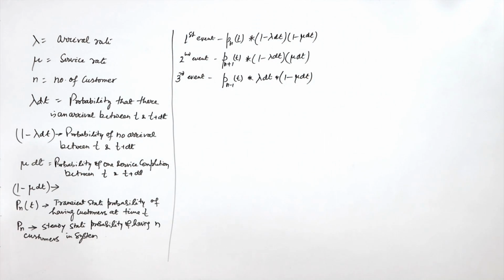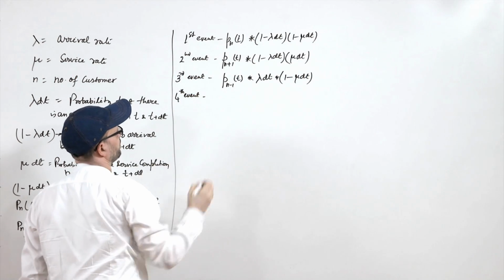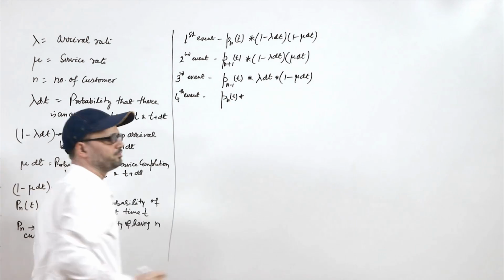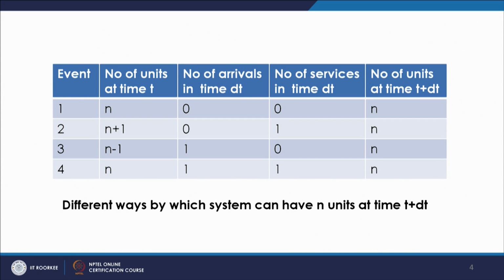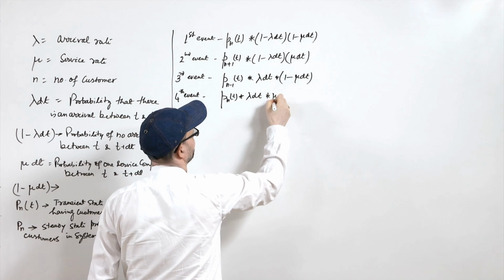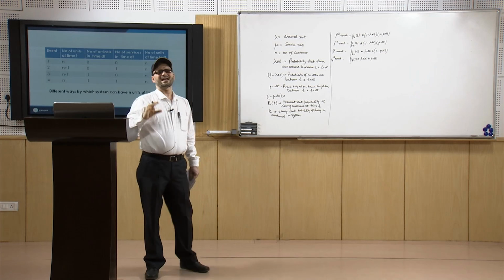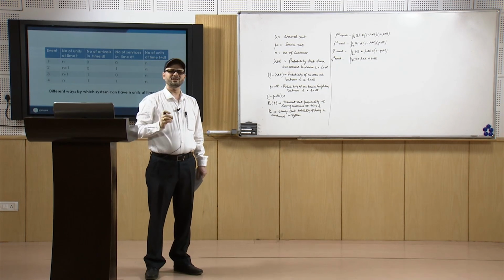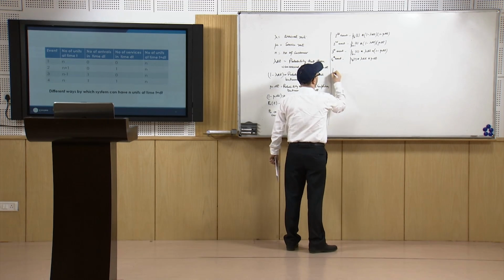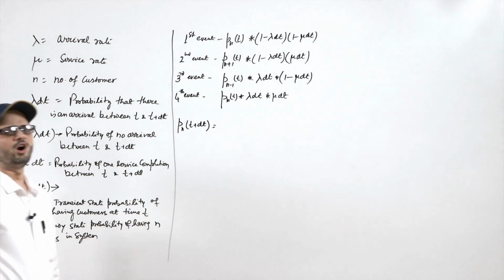And the fourth is having n customers. So, it will be p n t multiplied by 1 arrival and 1 departure. So, that is lambda dt multiplied by mu dt. So, together this gives you the probability that there are n customers in the system at time t plus dt. So, p n t plus dt will be the summation of all these 4.